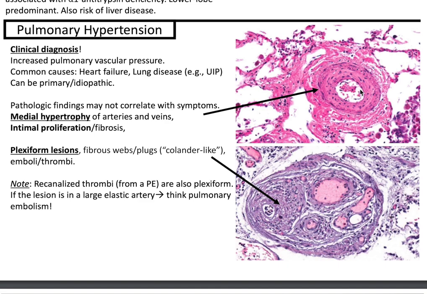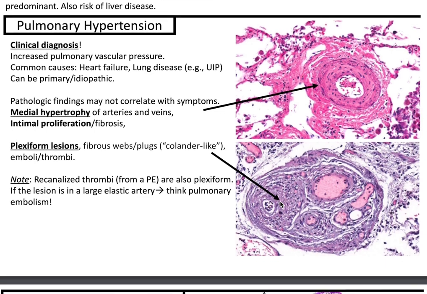You'll see histologically medial hypertrophy of the arteries and veins, intimal proliferation and fibrosis. And architecturally, you can see plexiform lesions, fibrous webs/plugs, colander-like, and emboli and thrombi. Note that recanalized thrombi from a pulmonary embolism are also plexiform. If the lesion is in a large elastic artery, think pulmonary embolism.